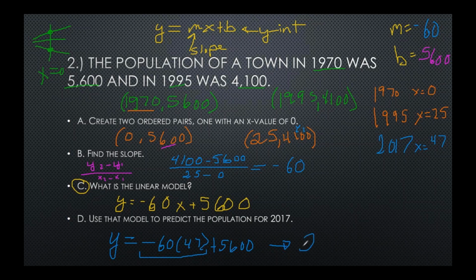So we would have approximately 2,780 people in the year 2017 based off of this information. Okay. Any questions here on, I guess, number 2?